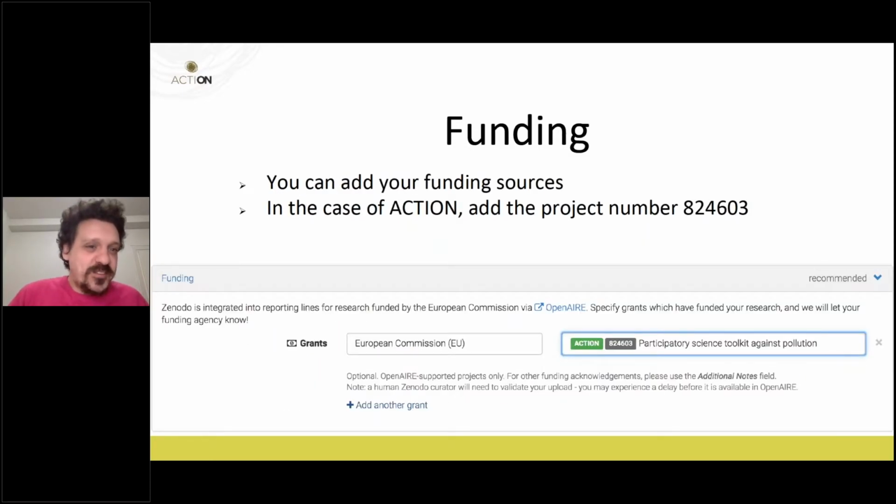Funding, well, that's important too. You can add your funding sources. For example, in the case of outputs in action, you will have to name the project. You can see here, you have to choose the European Commission and add the action. It's basically the number H24603. This is the code of our project. Of course, you can add more grants, more funding sources, not only action.